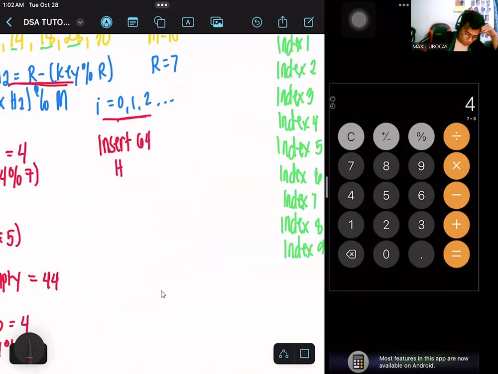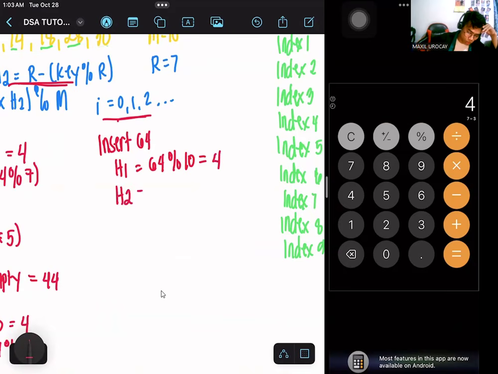Now, hash 1 will become 64 modulo of 10. That is 64 divided by 10 is 6. 6 times 10 equals 60. 60 minus 64 is 4. So the modulo is 4.